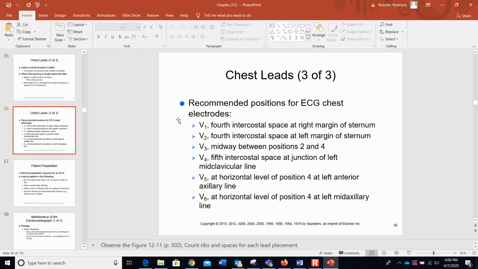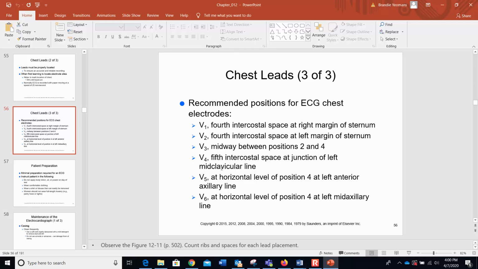Now let's talk about the placement of these V leads, these chest leads. So V1 and V2 are going to be placed at the 4th intercostal space. V1 is going to be on the right margin of the sternum, and V2 is going to be on the left margin of the sternum. Then you're going to come to V4 to place your next lead, which is going to be at the 5th intercostal space at the junction of the left midclavicular line.